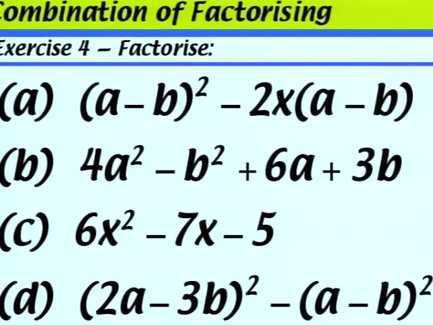3x. Okay, that's correct. You're not finished yet, because that's 4x squared and that's minus y squared. That's a difference of 2 squares.